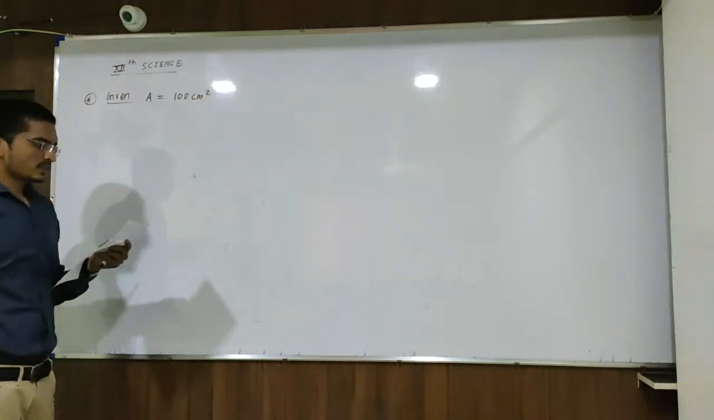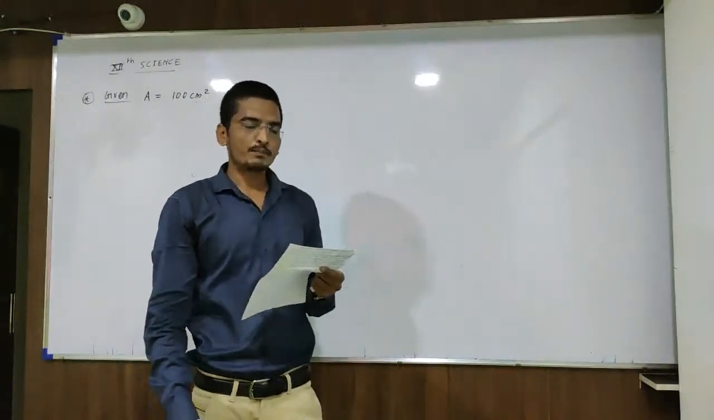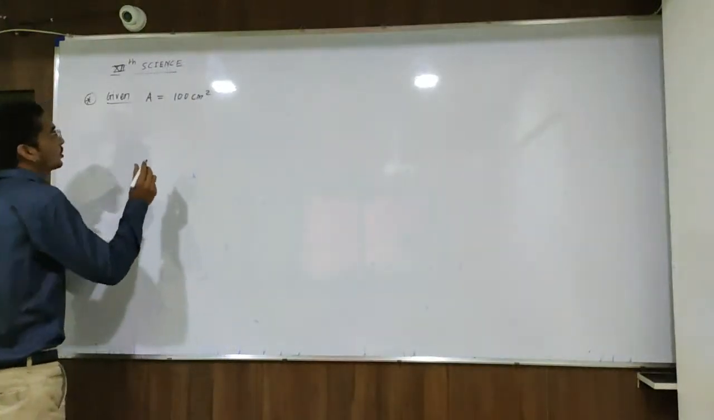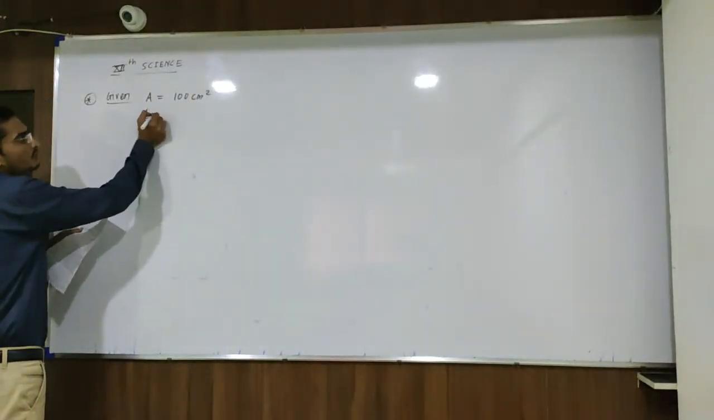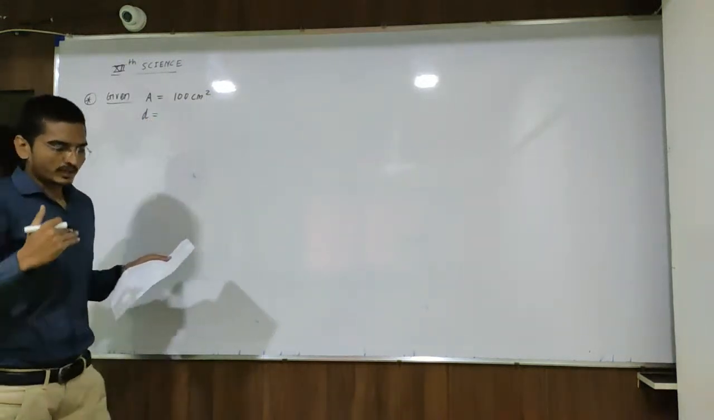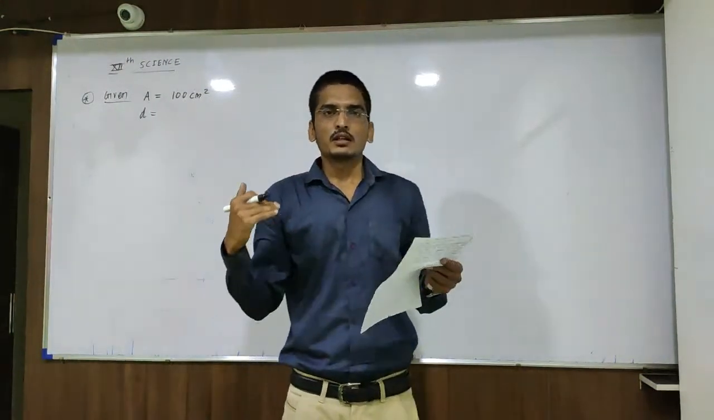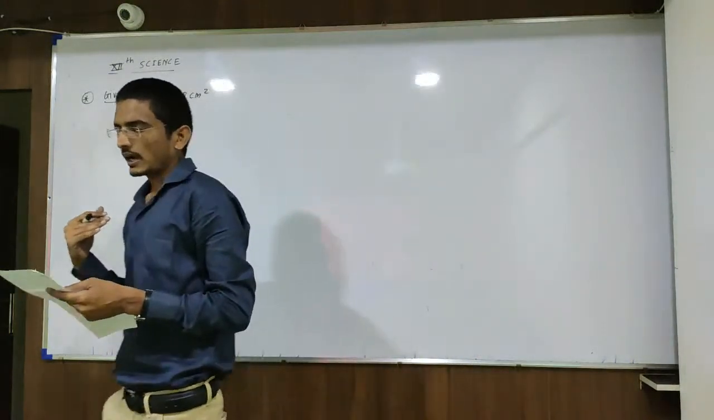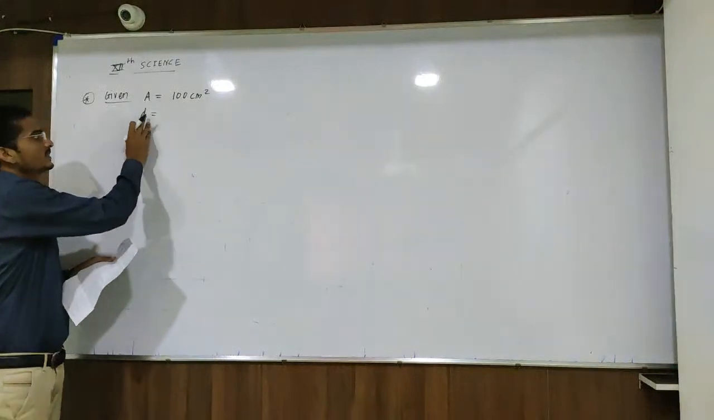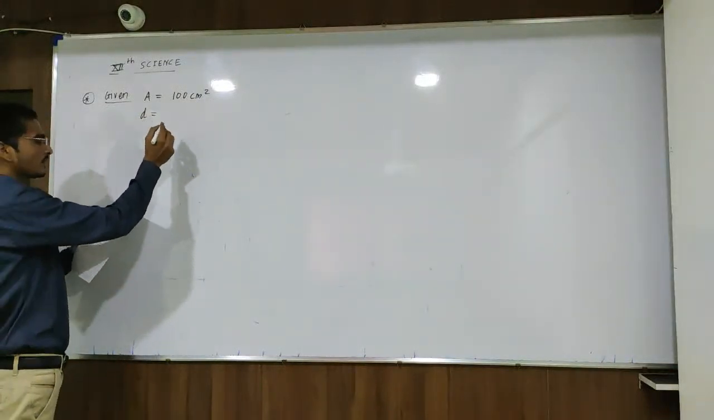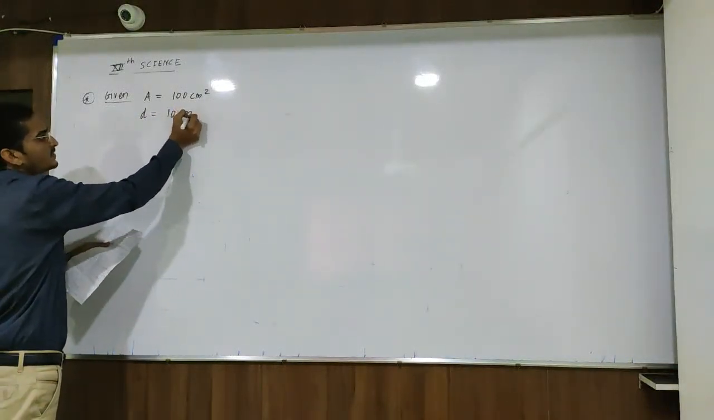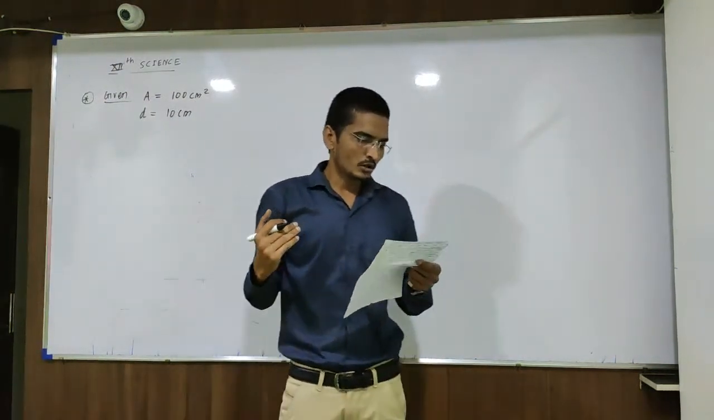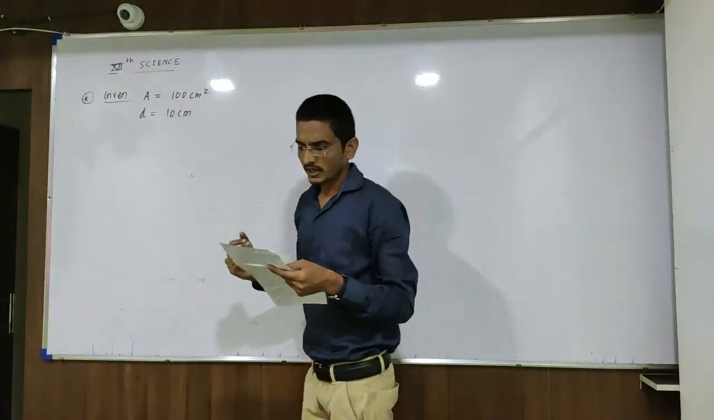As a result of the reaction, a piston is pushed out through 10 centimeter against a constant external pressure. Means you have to give the displacement, because the piston is pushed out, it moves upwards against the constant external pressure. So that's why there is a displacement. So you have to give the value of D here, that is 10 centimeter.